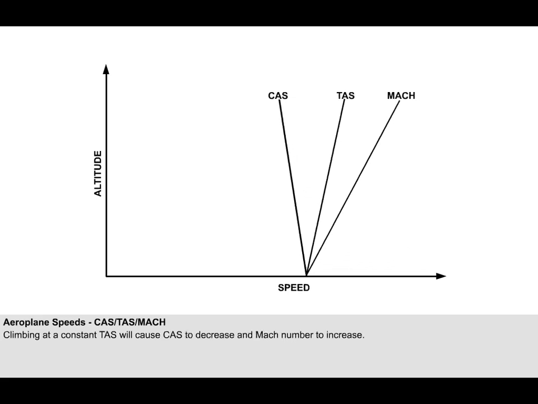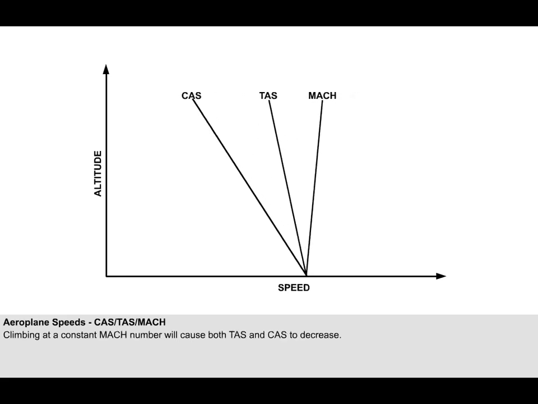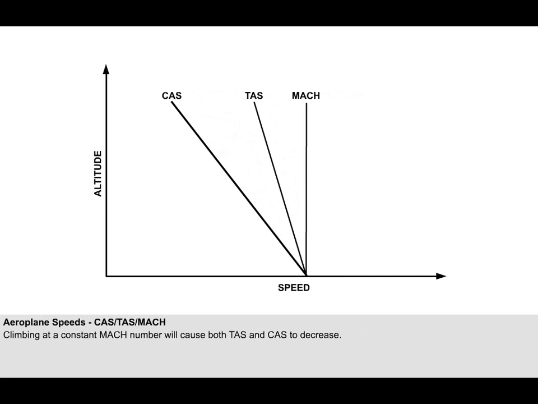If the true airspeed were to be kept constant with altitude, the TAS line would be drawn vertically and the CAS and Mach lines as shown. Now, calibrated airspeed decreases whilst Mach number increases. If Mach number were to be kept constant, the diagram could be drawn so that the Mach line is straight up. Notice that TAS and CAS decrease with altitude.